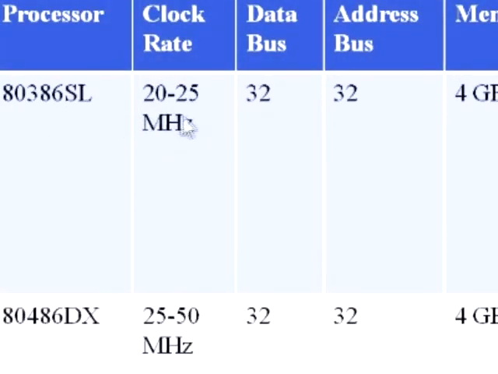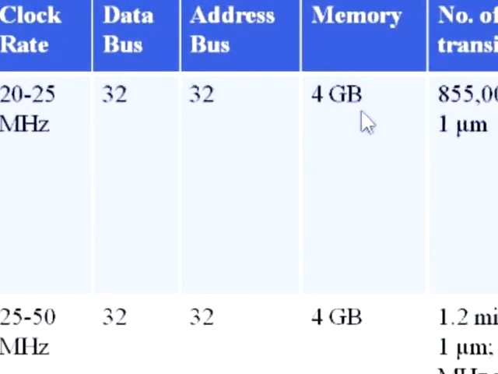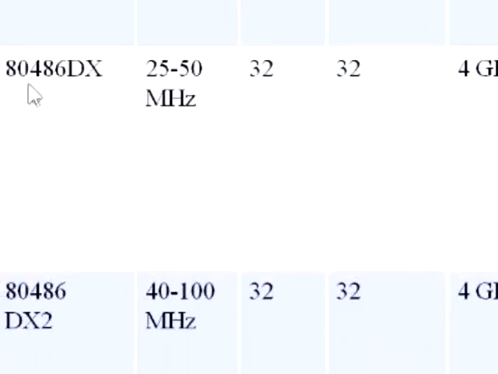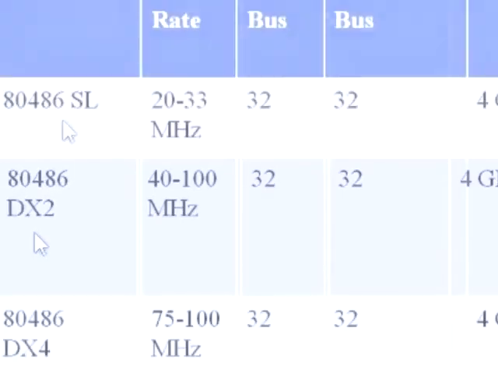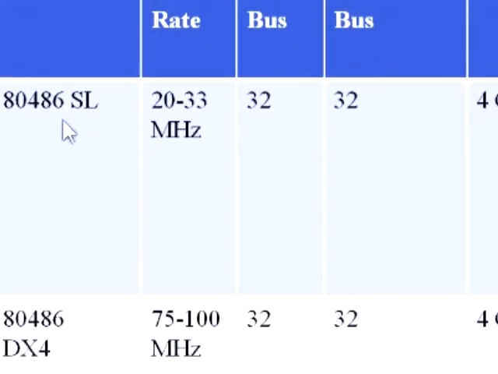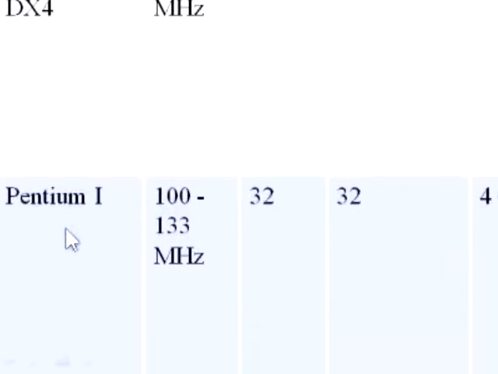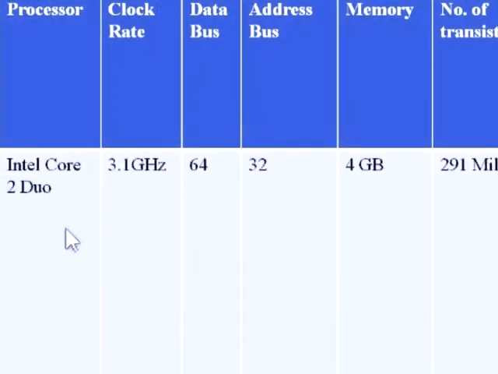Here the data bus size is 32, so we can say that the word length of this processor is 32, and the address bus is 32, so the addressable capacity becomes 2 to the power of 32, which is equal to 4 GB. The next version is the 80486DX. The next one is the 486DX2, which I can say is a clock doubler processor. Then the 486SL, which is exclusively designed for embedded systems. Then the 486DX4, and we have the Pentium processors. And now we are on the verge of Intel Core 2 Duo, where an operating frequency of up to 3.1 GHz is available in the market. The addressable capacity will become 4 GB.